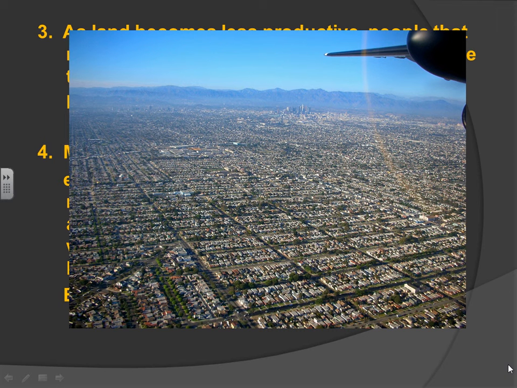If you look at this picture, way over here, you can see the skyscrapers, the tall buildings. That's the city. Now this is actually not Atlanta. I think this is Los Angeles. But look at all of the people on all of the land out here, the suburban areas.